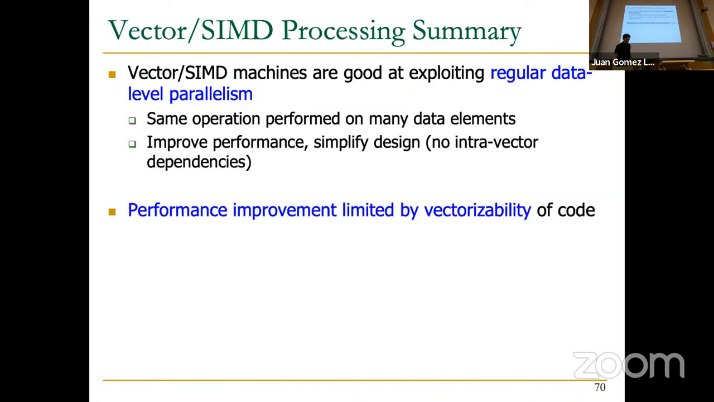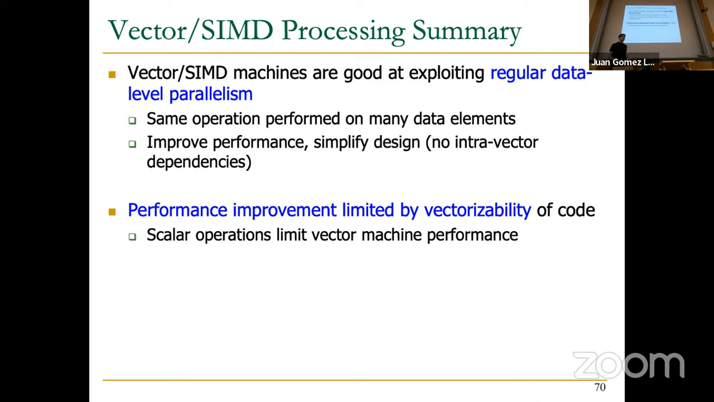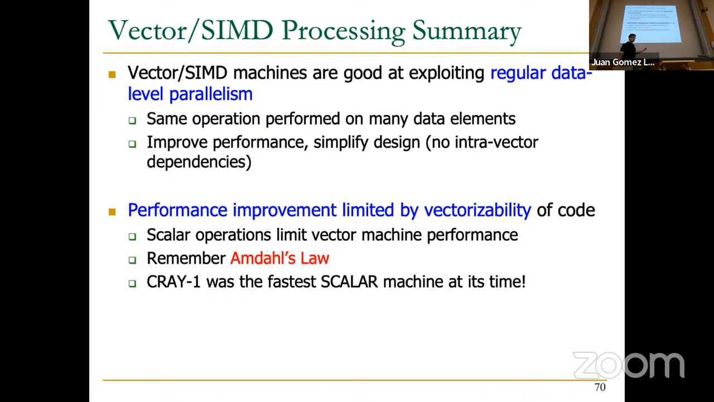So in summary, vector and SIMD machines are good at exploiting regular data level parallelism, the same operation performed on many data elements. This is good to improve performance and simplify the design, because we just need to decode one single instruction to operate on multiple data elements. Of course, the speedup of our program is limited by the vectorizability of the code, in the end, Amdahl's law. And that's why it's important to have processors that are good at heterogeneous workloads.